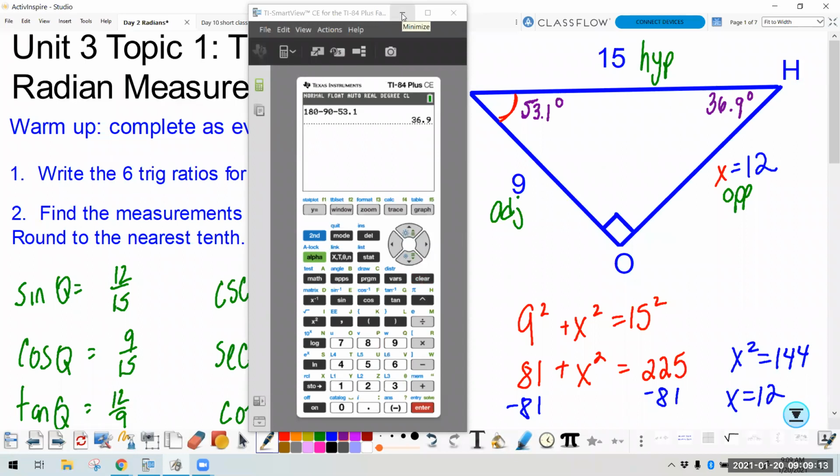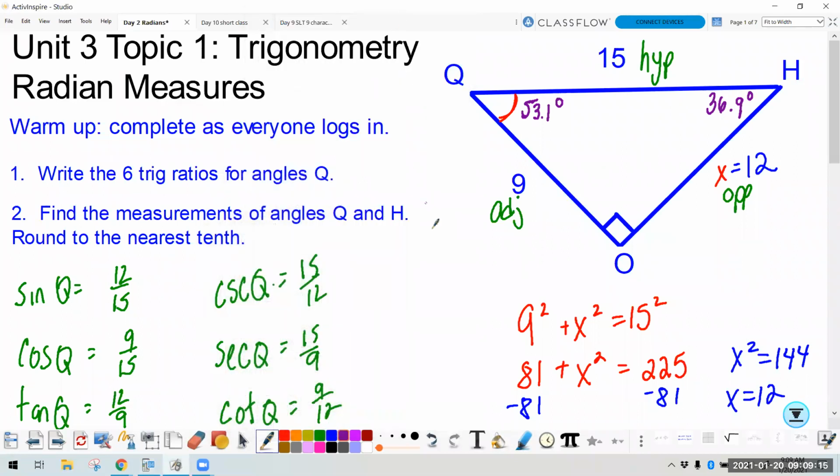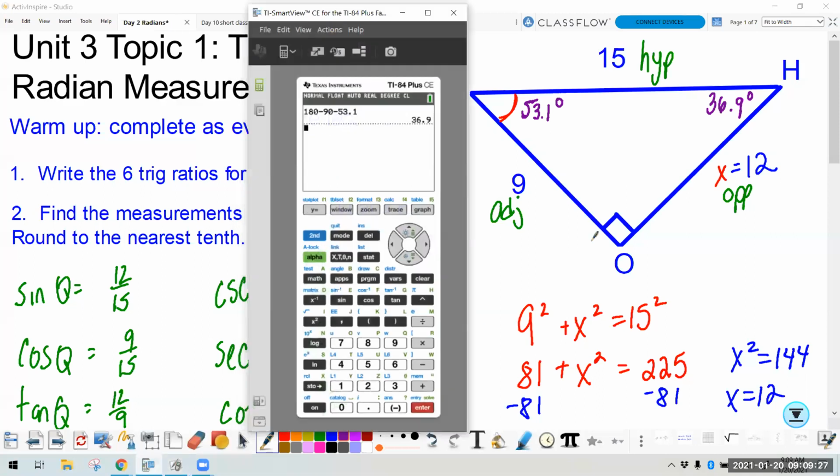Other questions? Could you show how to find angle H again? Sure. So I found angle H by saying all the angles add up to 180. So if I take the total sum 180, take away the 90 we have, take away the 53.1, that leaves 36.9 for the missing angle.